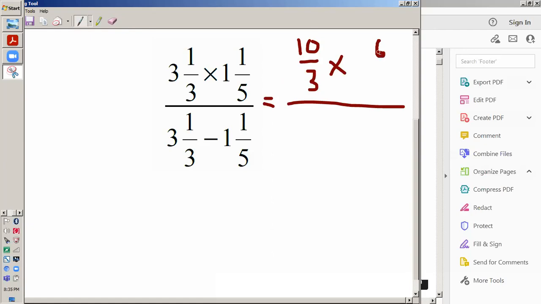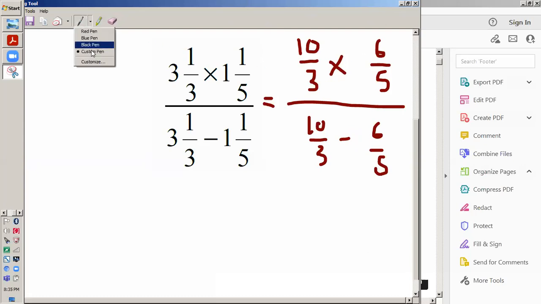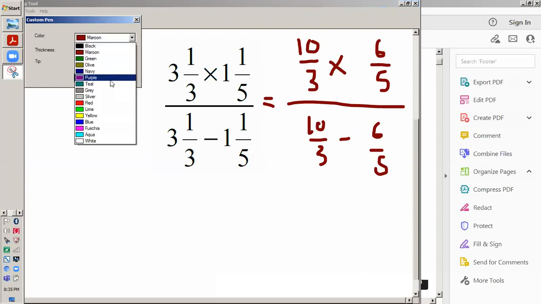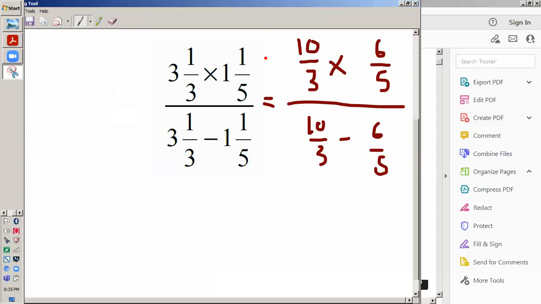10/3 times 6/5. Same thing here, isn't it? Yes. Thank you. Everybody get that? All right. Let us reduce the top piece. Let me use a different color. So the 3 and 6: 3 into 3 goes 1, 3 into 6 goes 2. Everybody see that? 5 into 5 goes 1, and 5 into 10 goes 2.